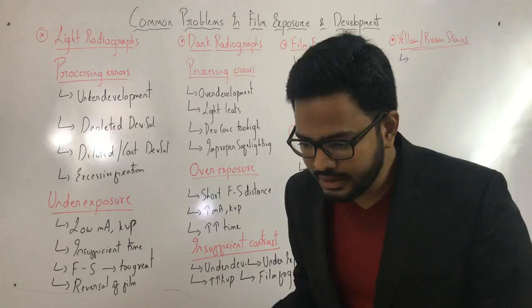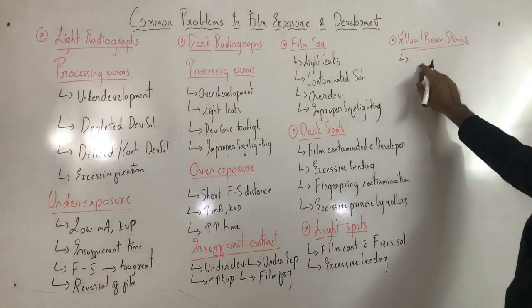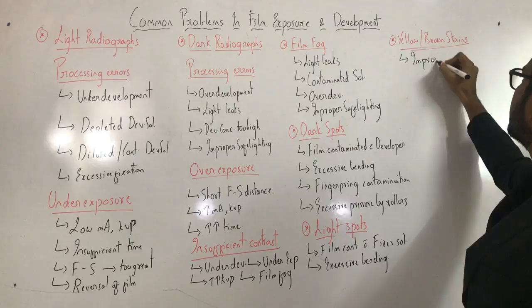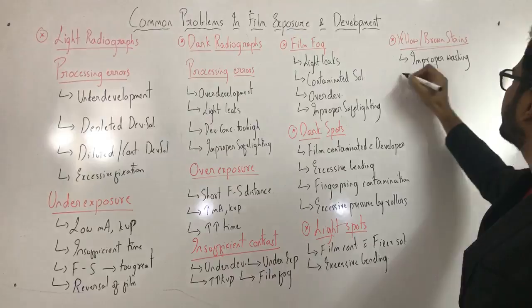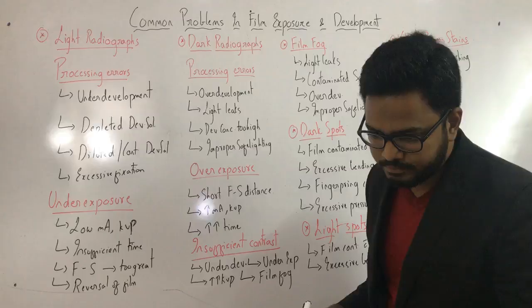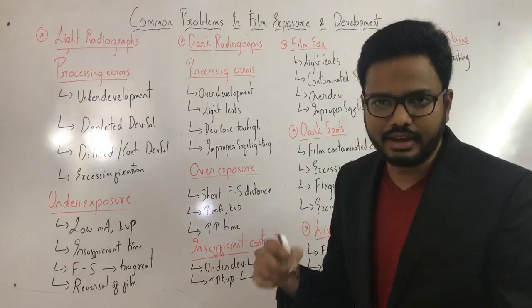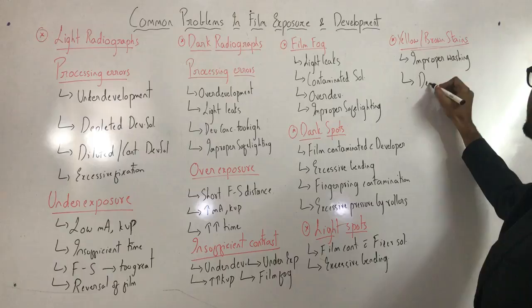Exactly, Bernice. Good. Yes, even improper washing. So yellow or brown stains can be because of improper washing. Good. Anything else? Exactly, in case of contact with tank, it is reversed. Yes, depleted developer or fixer.